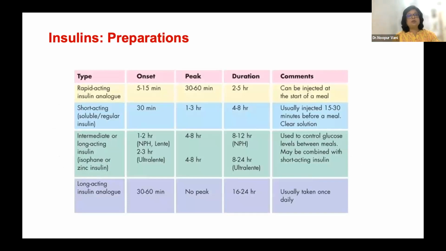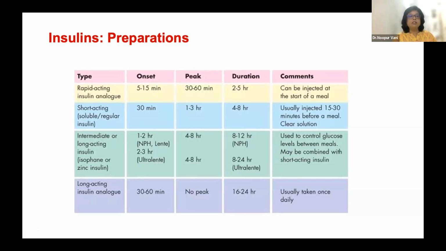Now, preparations. We have different types of preparations of insulin. One is the rapid-acting insulin analog, the short-acting regular insulin, which is also known as the soluble insulin. You can see here the time of onset, the peak, and the duration of these insulins. Rapid-acting starts acting within 5 to 15 minutes, peak is somewhere 30 to 60, and duration is 2 to 5 hours. Similarly, we have the intermediate to long-acting insulin and the long-acting insulin analog. The long-acting insulin analogs can go for more than 24 hours.